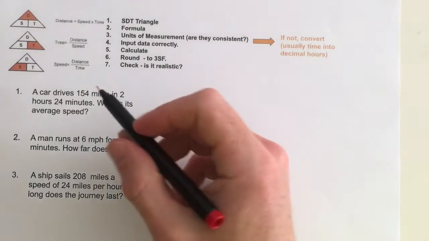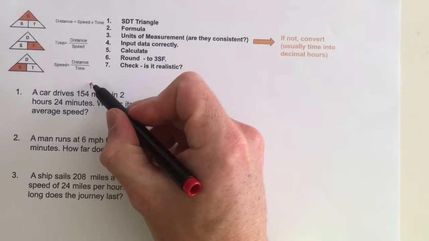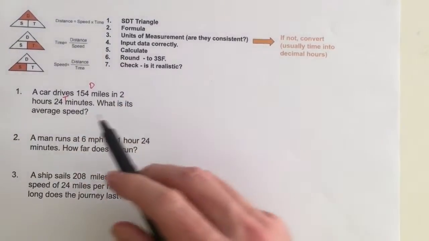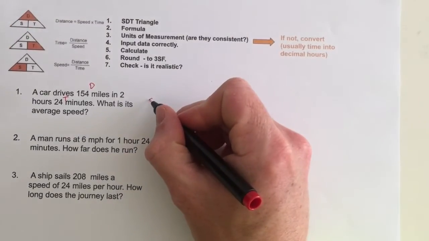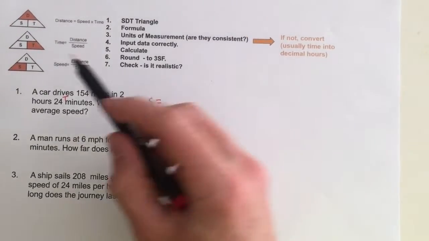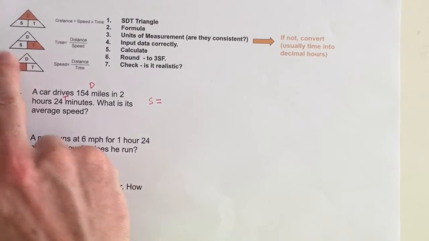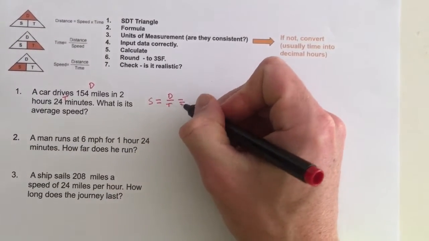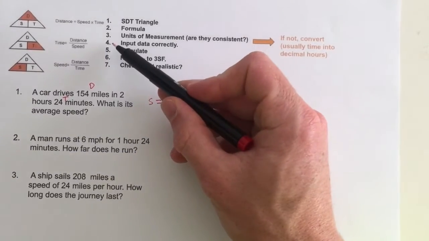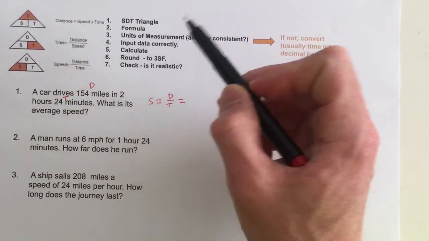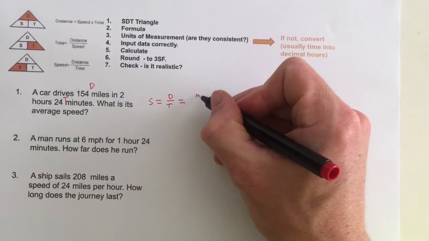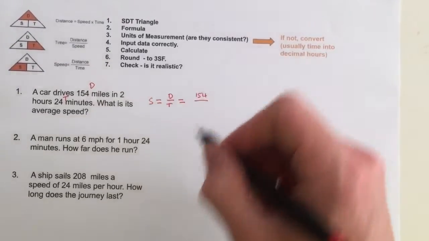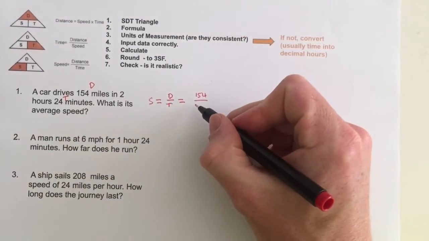A car drives 154 miles distance in 2 hours 24 minutes. There's our time. What is the average speed? So it's asking for speed. Speed equals, and I go to my formula, distance over time. So d over t. I'm going to jump to step 4 here now and miss out the units of measurement. Input the data correctly. So the distance is 154. That goes on the top, 154 miles. And the time is 2 hours 24.